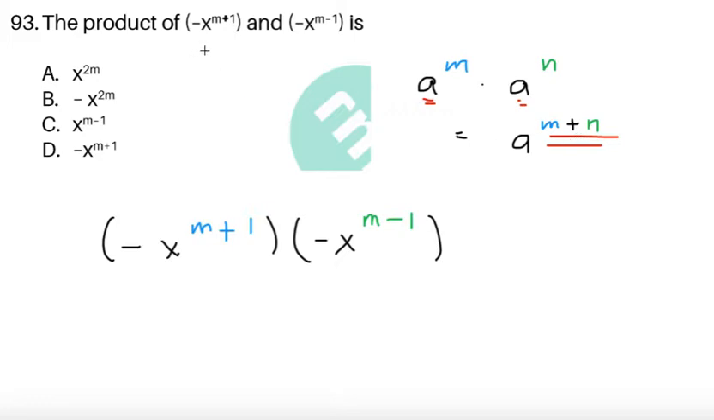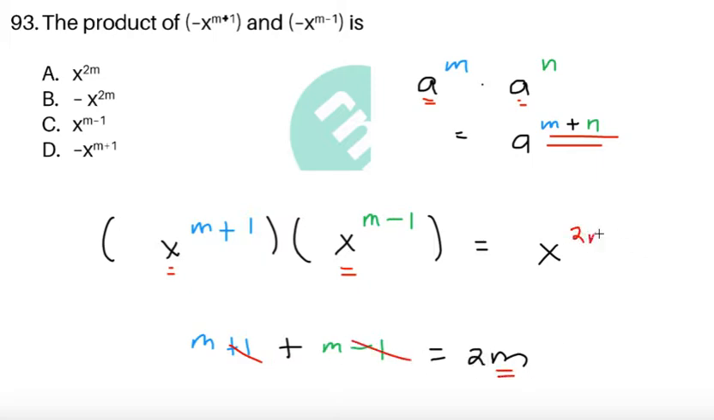Now, to get the product of this, we can first take note that we have two negatives here. Negative times negative, so I can just remove them already since two negatives make a positive. And we can use this property. I have the same base of x, so when I take the product of these two, I can make it x, and then raise it to the sum of m plus 1 and m minus 1. Now m plus 1 plus m minus 1 is just 2m, since the plus 1 and the minus 1 cancel, giving us 2m. So this is simply x raised to 2m. Comparing this, we have choice A.